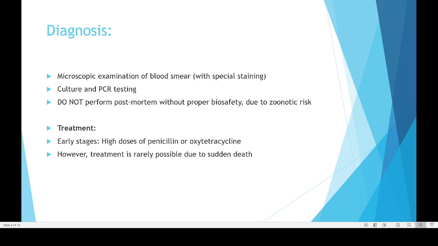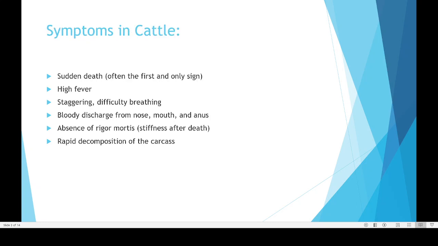Otherwise, this can cause a disease risk. Then how can we treat the disease? One option, at the early stage, is a high dose of penicillin or oxytetracycline. These are the antibiotics which are used. However, treatment is rarely possible due to sudden death, because the first and the only symptom is sudden death.